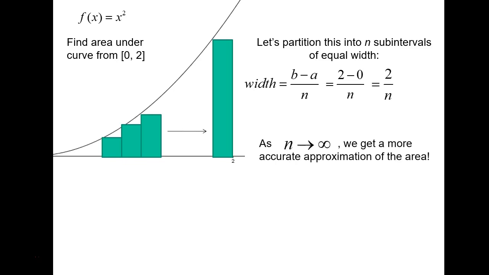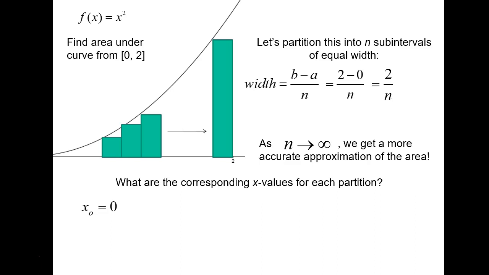As n goes to infinity, the number of rectangles, as that increases, we get a more and more accurate approximation, just like we saw in Desmos. What are the corresponding x values for each partition? So if we start at the left endpoint, x naught, we'll call it, would be 0. If we add a width of 2 over n, the next x value would be 0 plus 2 over n, the distance I've traveled through the width of the next rectangle.